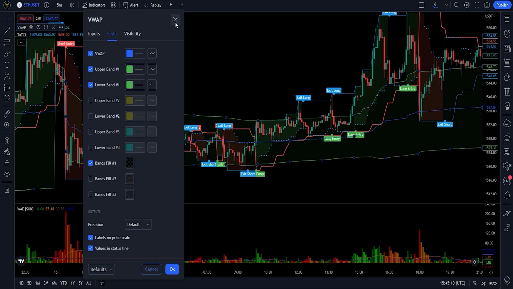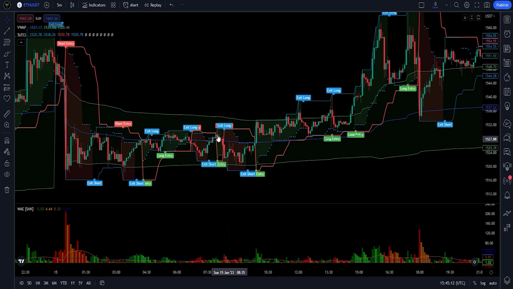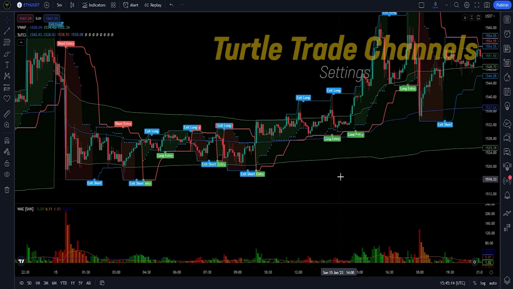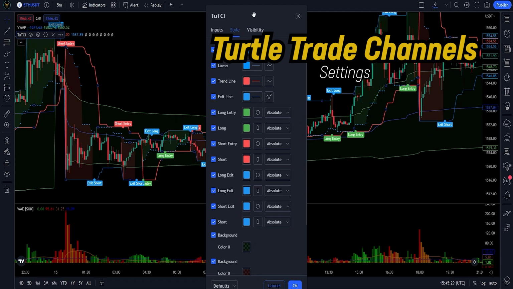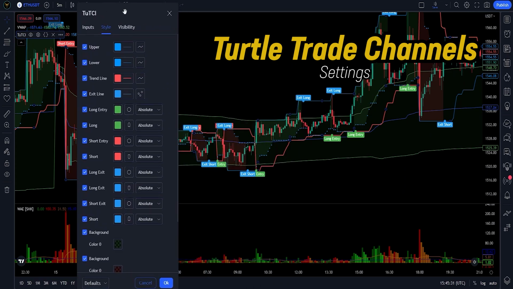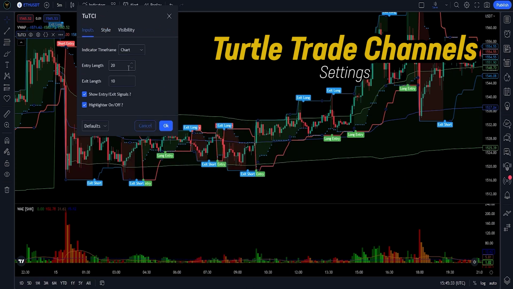Here you can modify whichever setting you want to, but like I said, we won't do any of that for this particular indicator. Now, let's modify our second indicator we added to our chart, which is our Turtle Trade Channels indicator. This indicator adds these long and short entry signals, as well as these long and short exit signals. To open this indicator settings, double-click any long or short signal, which could be either entry signal or exit signal. So, let's start by modifying our Inputs tab first. In here, we only want to change one value, which is this entry length value, from 20 to 12.